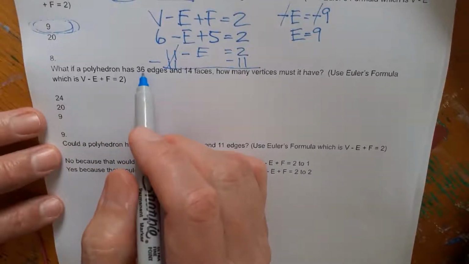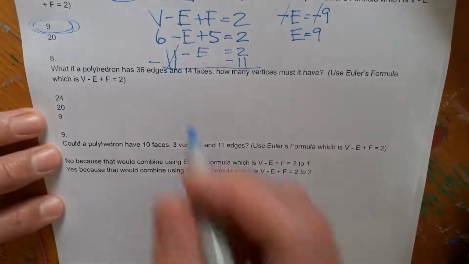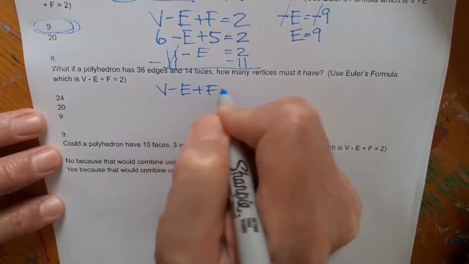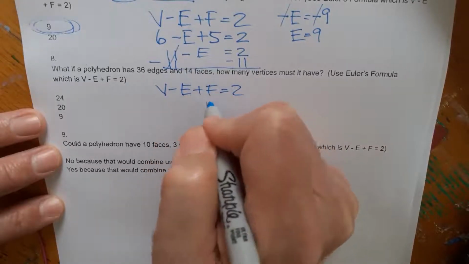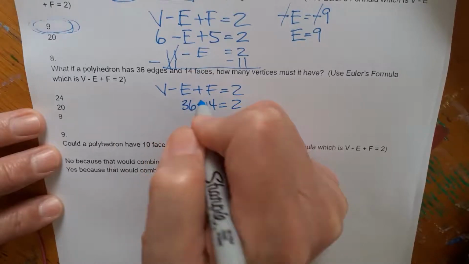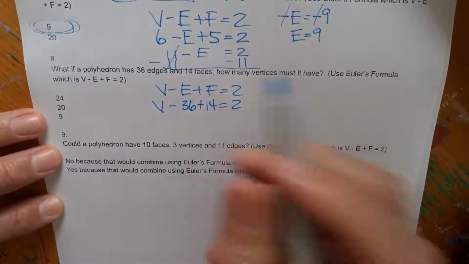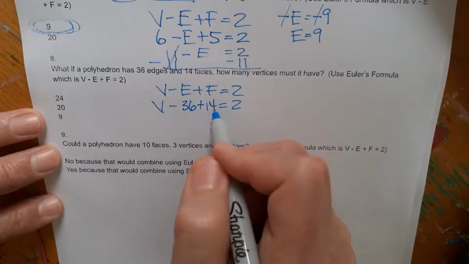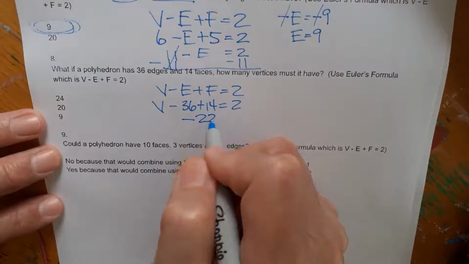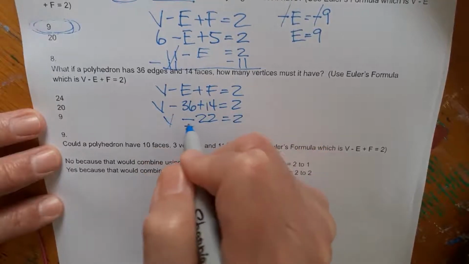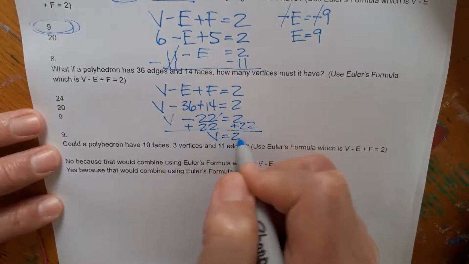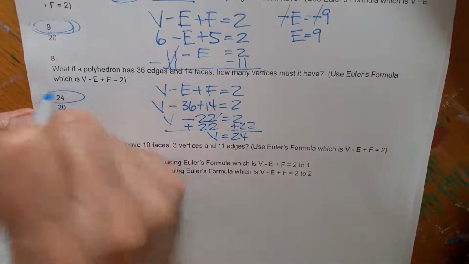If a polyhedron has 36 edges and 14 faces, how many vertices? Okay, so it looks like a repeat problem. So we've got V minus E plus F equals 2. We fill in 14 faces, equals 2, 36 edges. There's a plus here, a minus here, and a V. So negative 36 plus 14 leaves us with a negative 22. Add 22 to both sides. V equals 24. So 24 vertices.